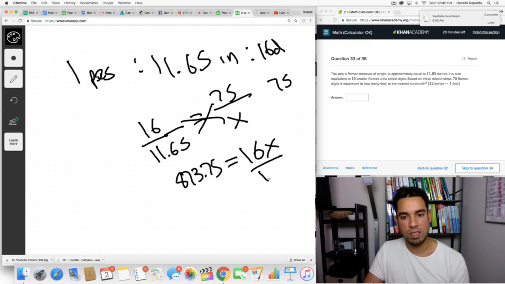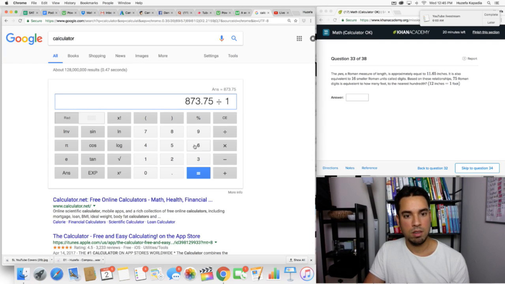873.75. We're going to divide both sides by 16. Divide by 16. And we get 54 inches. To the nearest hundredth, that says. So 54.61.